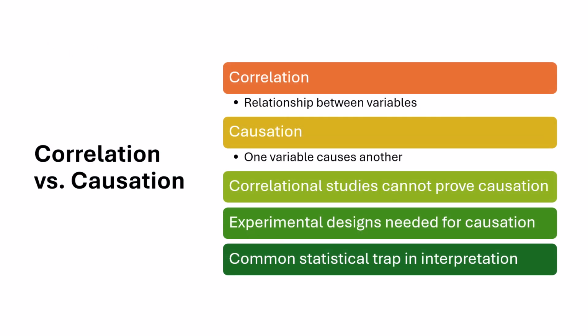Here's a key distinction. Correlation versus causation. Correlation just means two variables are related. When one changes, the other tends to change too. Causation means one variable actually causes the other to change. Correlational studies can show relationships but can't prove causation. You need experimental designs for that. This is a common statistical trap in interpretation that the exam tests: just because two things happen together doesn't mean one caused the other.